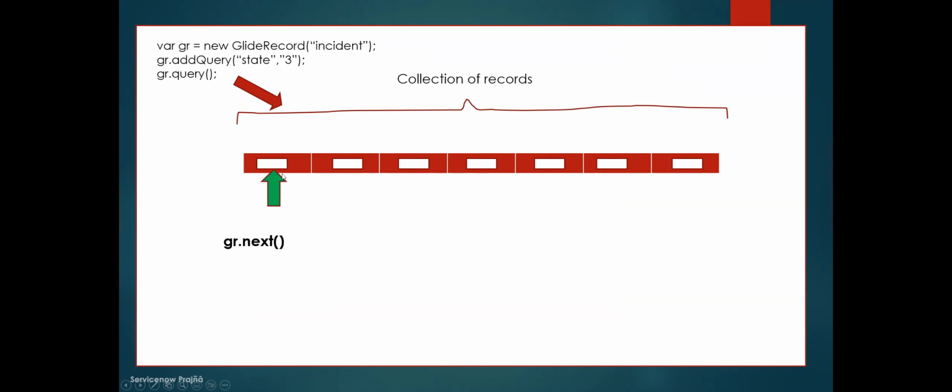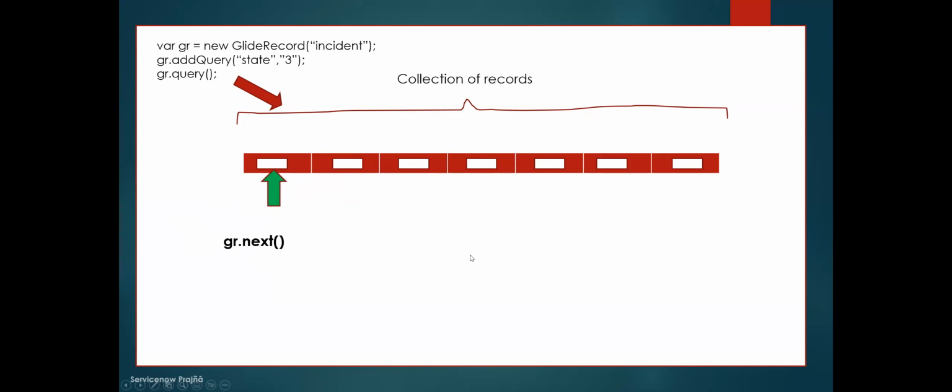And if you have to read all the records in the collection, you will have to use a while loop. Every time gr.next executes, your iterator will keep pointing to another record, right? And as the reading of all the records ends, gr.next will also stop executing.